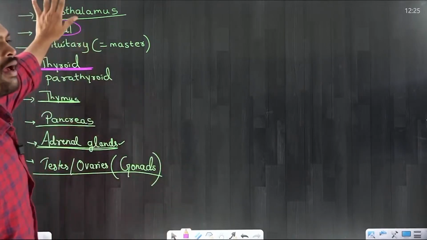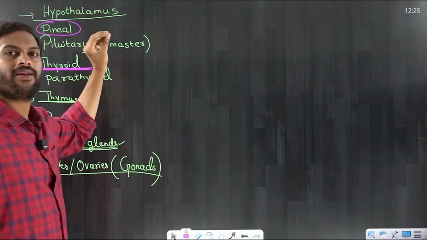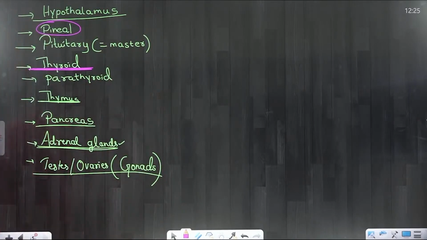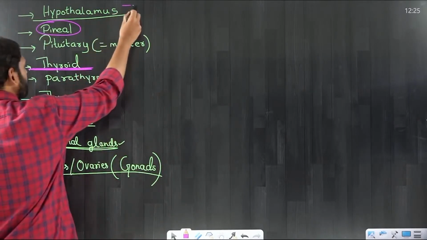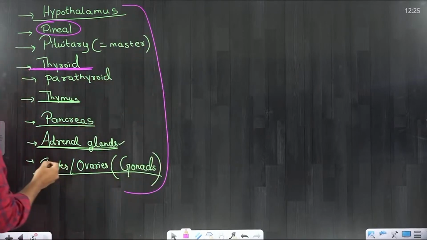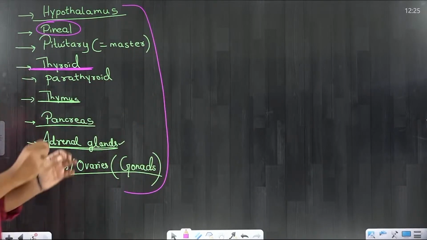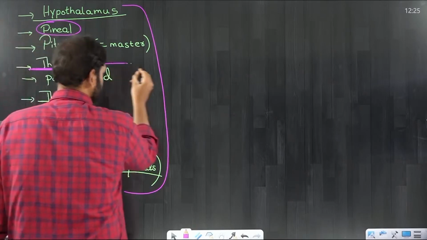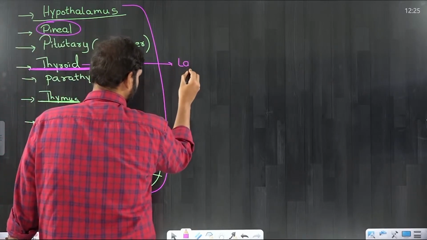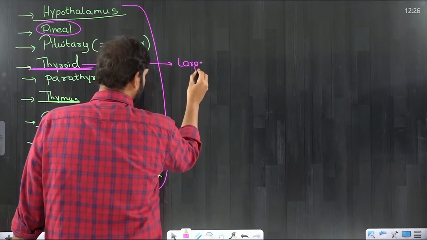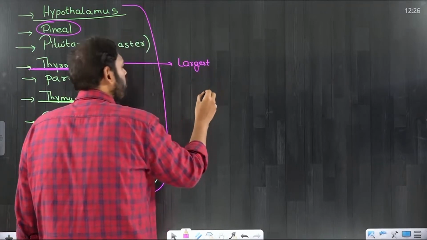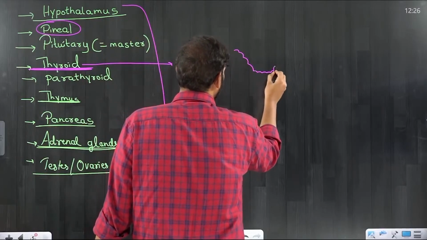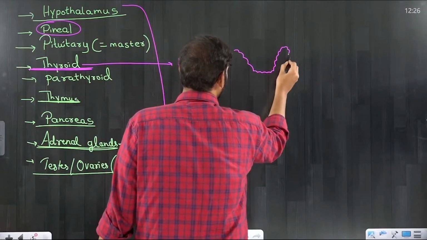These are glands which we'll be learning in detail once you come here. Guys, among these glands, which is the largest of endocrine glands? Of course, thyroid. It is often referred to as butterfly gland because of its shape like this.